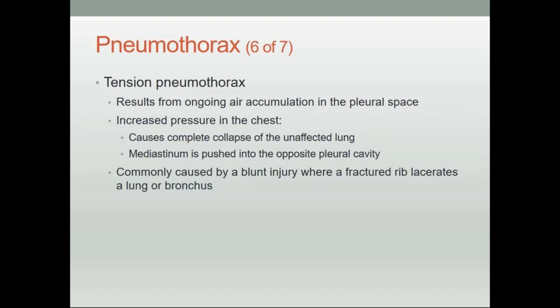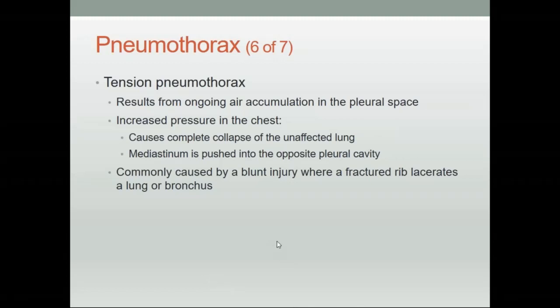Theoretically, you can see the trachea deviate away from the side of all that air accumulating in the chest. It's really rare to see that. That's a very late sign. Quite often your patient crashes before they get to the point that you see that tracheal deviation. That doesn't mean we don't look for it. We always look for it. It just means we might not find it.